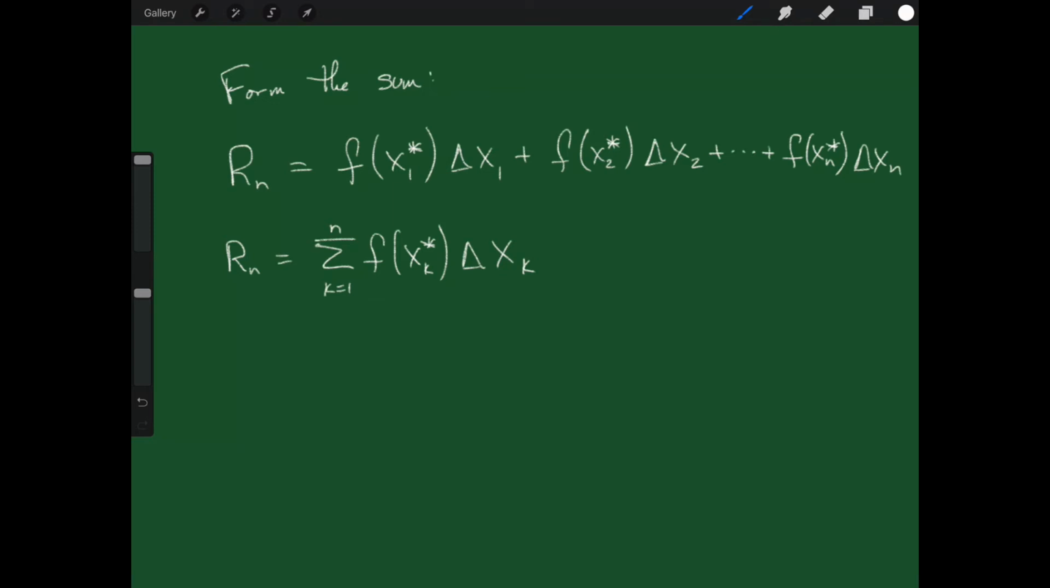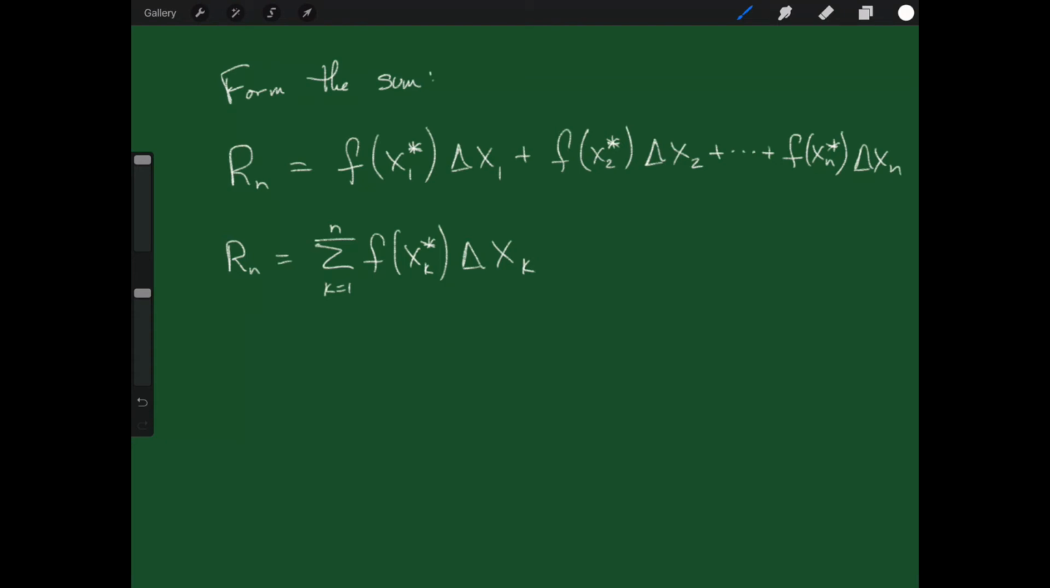If I wanted to add up infinitely many rectangles, then what do I need to do? Well, it's not so easy to say, now let the number of rectangles go to infinity, because I don't know that they're necessarily getting small. You could have a lot of rectangles and still have one really big rectangle. So what we want to say is, I want the biggest rectangle to get small.